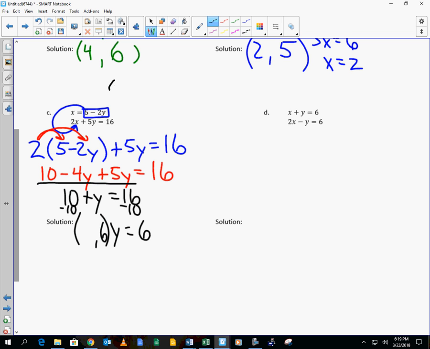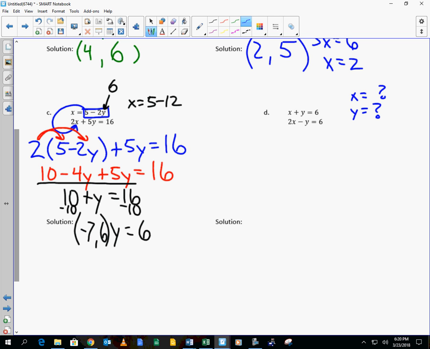I take that 6 and I'll plug it back in up here. I get x is 5 minus 12, or negative 7. Negative 7, 6 is my solution set. And finally, for the last one, this will kind of introduce what we're going to do on Tuesday. The question is, do I have an x equals or do I have a y equals? The answer is, I don't have either.